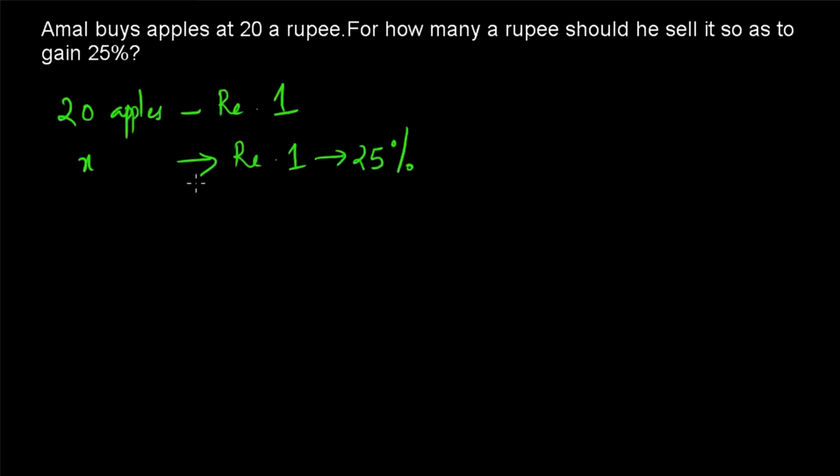Here the only thing given is the cost price. What is the cost price? 1 rupee is the cost price. So we can take it like that: cost price is equal to 1 rupee. And what is the selling price? Are we able to find out the selling price? What is the additional information given? The gain percentage, or the profit percentage, is given. So from that we can find out the selling price.